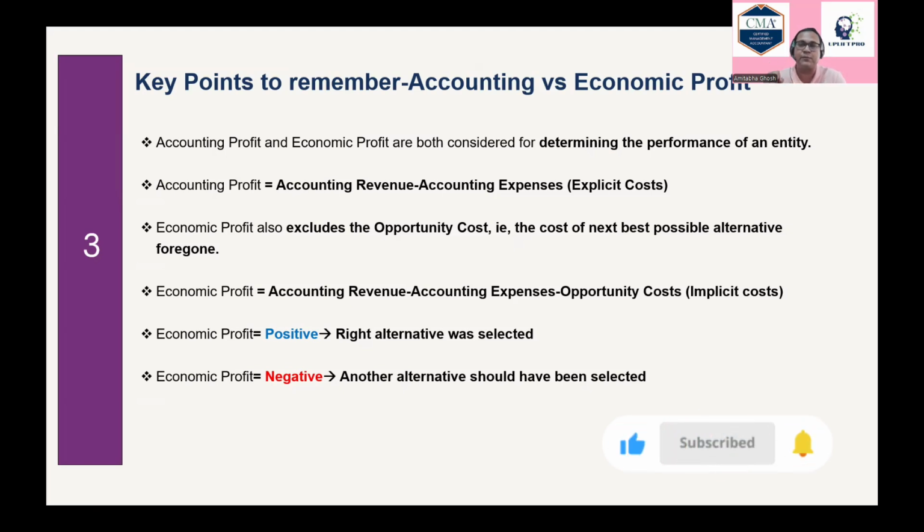One of the important aspects that we should keep in mind is that whenever the concept of economic profit comes into picture, as there is an alternative available and we are trying to determine the opportunity cost of the alternative, naturally if the economic profit is positive, that means that we have chosen the right alternative. On the other hand, if the economic profit is computed as negative, that means the wrong selection of alternative has happened.